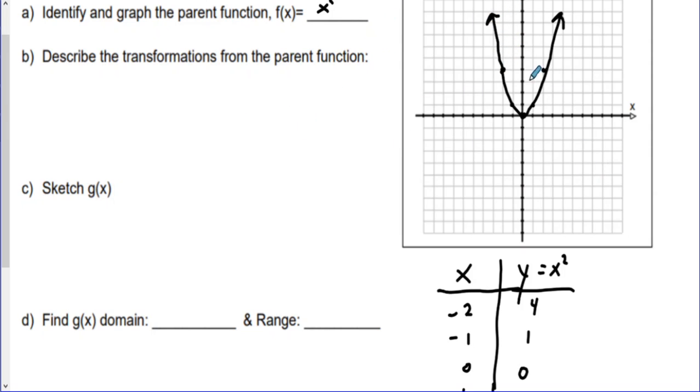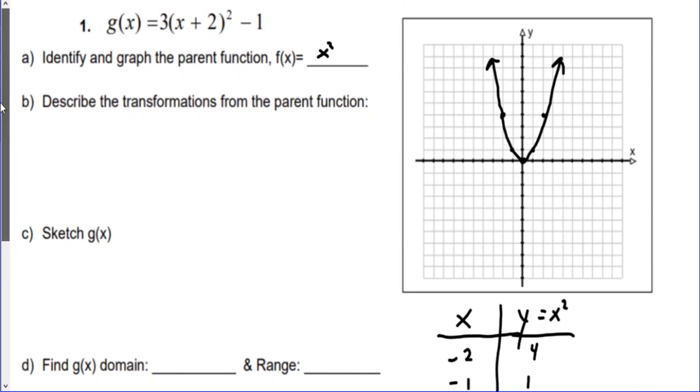This is the parent function. All squared functions look like this. So part A is now complete. We've identified the parent function as x squared. We graphed it. It looks like a parabola whose vertex, the bottom point here, is at 0, 0.